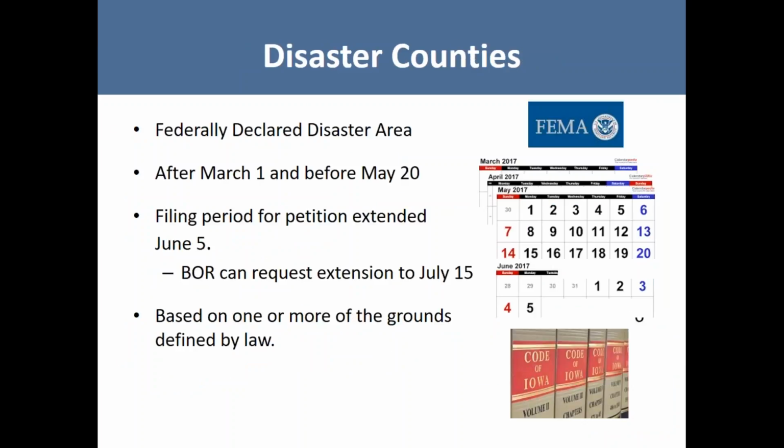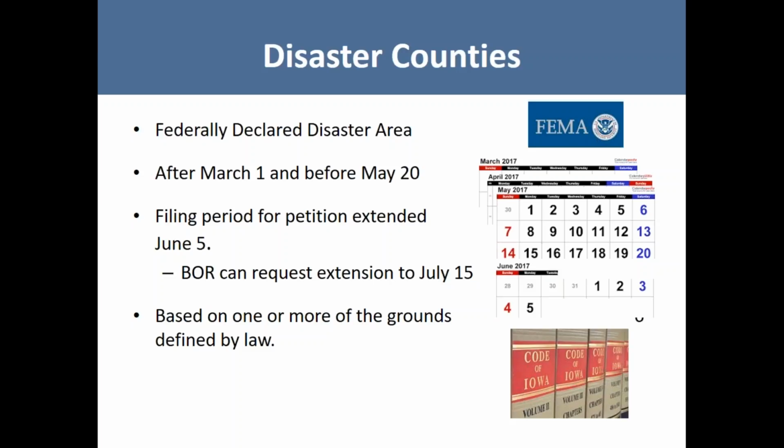Now let's talk about another thing that happens, and that is if there is a disaster county. If there's been a federally declared disaster area, there's a new window of time to file a protest for review by the Board of Review. That begins after the 1st of March and it concludes before the 20th of May, so that window is more time than the protests that can be filed after receiving the valuation notice.